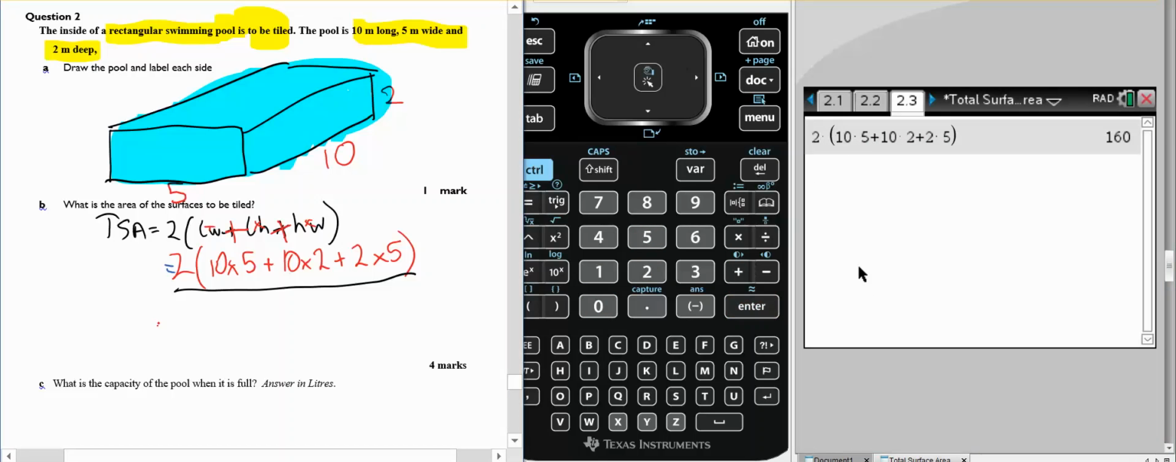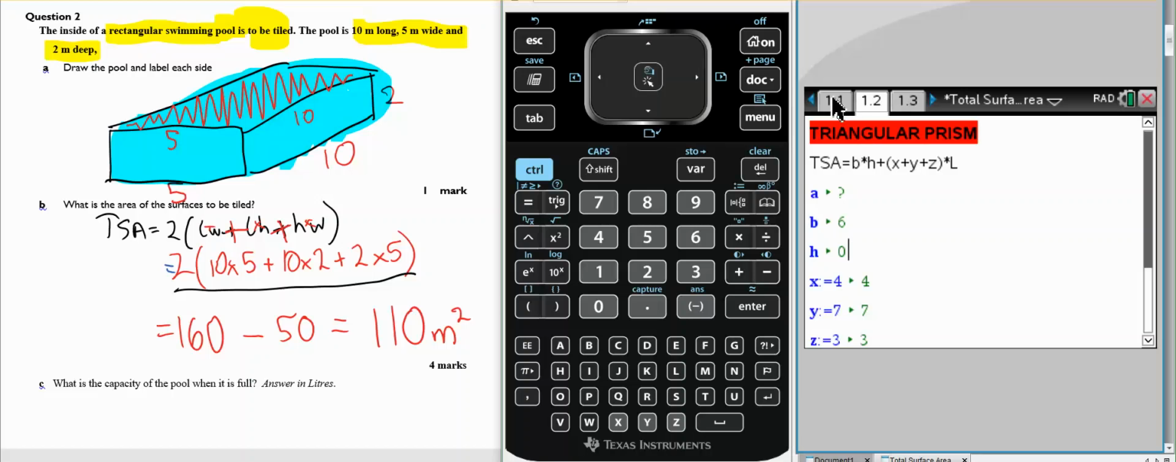That says 160. That's given us the surface area for the whole thing though, and we need to remember that we need to take away this top section. The dimensions of this top section are 10 by 5. So we need to take away 10 times 5, which is 50. So this is going to be 110 metres squared.